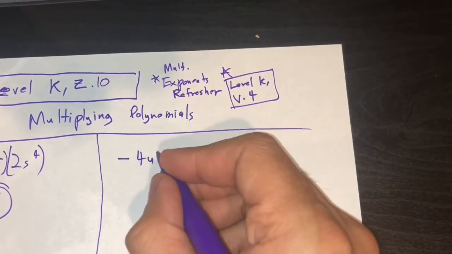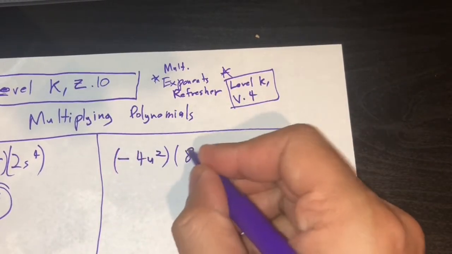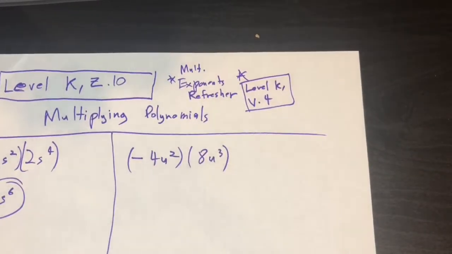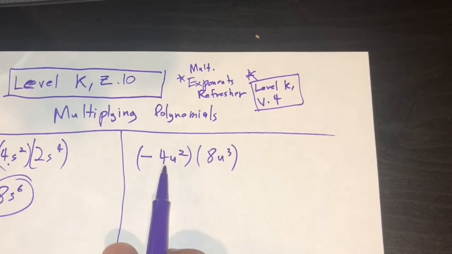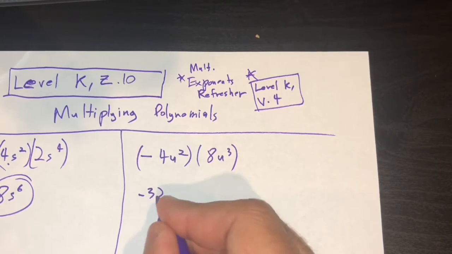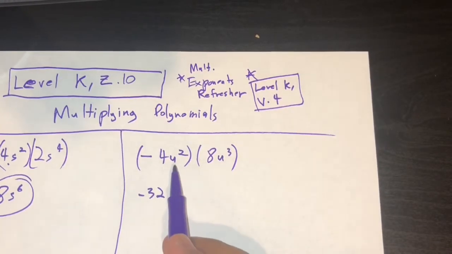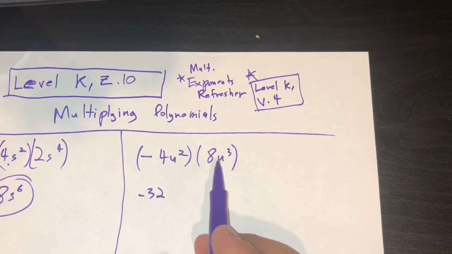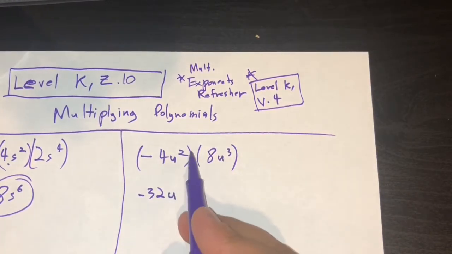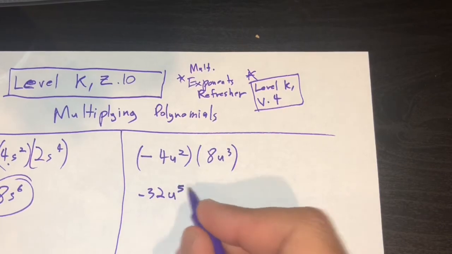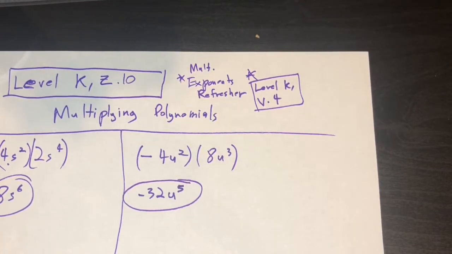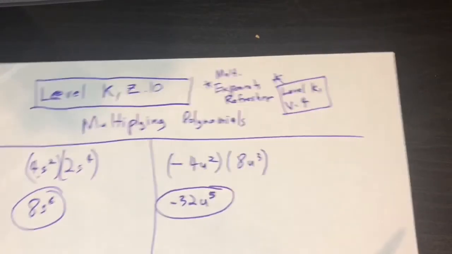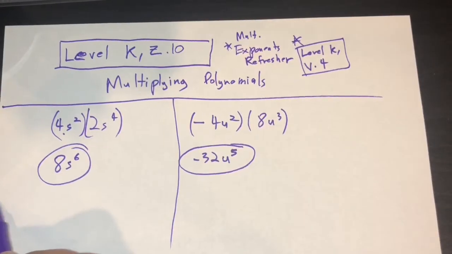-4u squared. Okay, so just like I said before, when I multiply coefficients first, -4 times 8 is -32. U to the second power times u to the third power means we're going to have u to the 2 plus 3, which is 5. And that's it. Okay, these are the two basic foundational ones, so now we're going to do a little harder ones. So for these more challenging problems, we're going to have to actually be using a different method altogether.